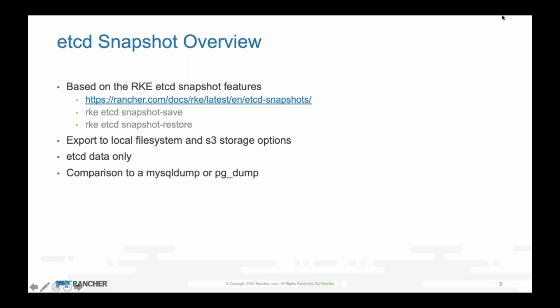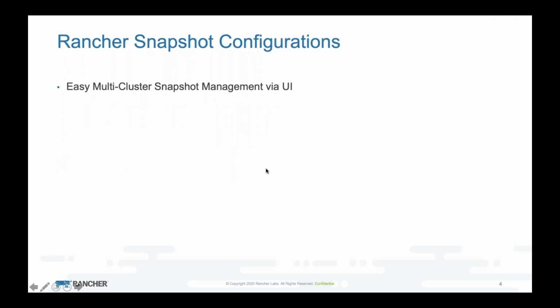So how did we make that better? We needed to do easy multi-cluster snapshot management via the UI. We wanted to make sure that you could do everything you wanted to do inside of the Rancher user interface, and that that same RKE functionality was available to you via point and click, push button sort of thing. So we wanted to make it so that you could one click to create and do restores of etcd snapshots.